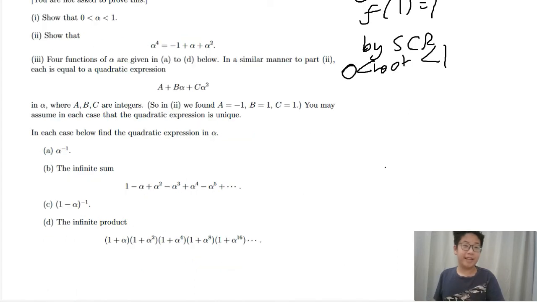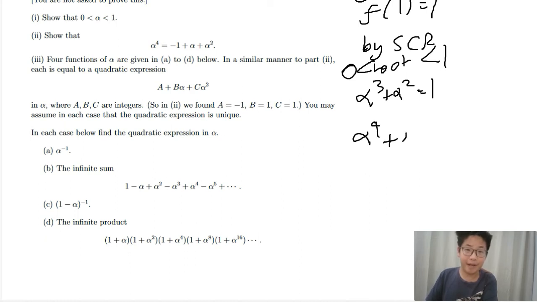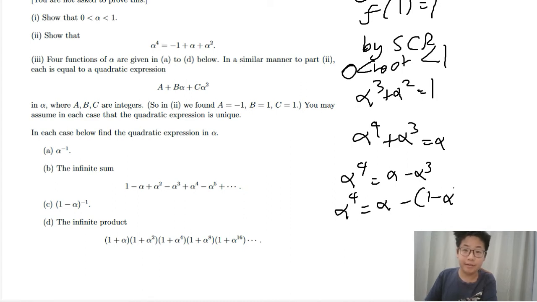So let's show that alpha to the power 4 has a quadratic expression. Let's write down the defining equation: alpha cubed plus alpha squared equals 1. To get alpha to the 4, we shall multiply everything by alpha. So alpha to the 4 equals alpha minus alpha cubed. By using the defining equation again, we get alpha to the 4 is alpha minus 1 minus alpha squared.